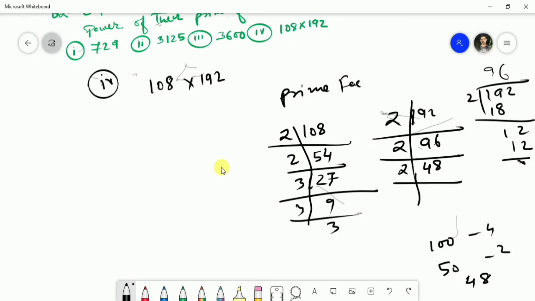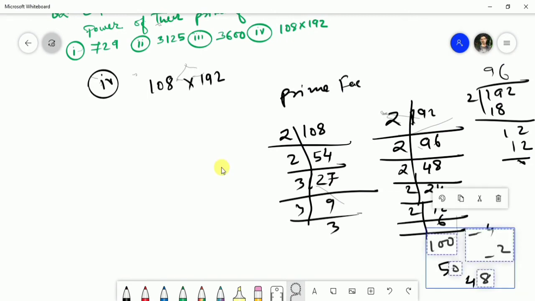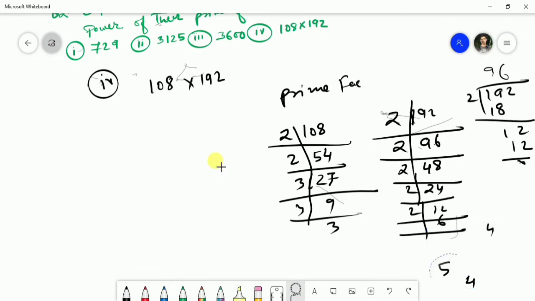Again, we can do with the 2. 2 24s are 48, 2 12s are 24, and 2 6s are 12. So we can do with the 2 3s are 6. Okay, I hope this is easier for you. So let's move to this one.